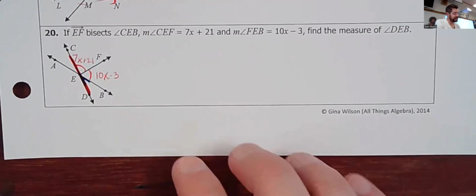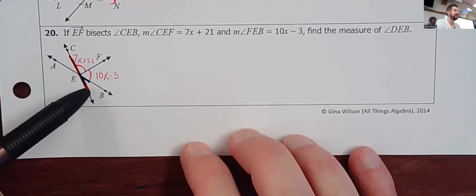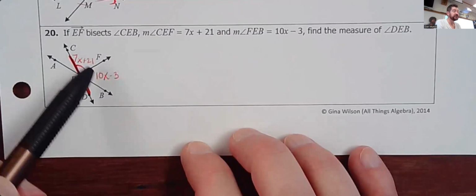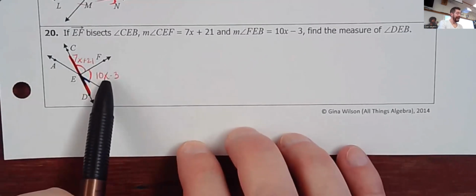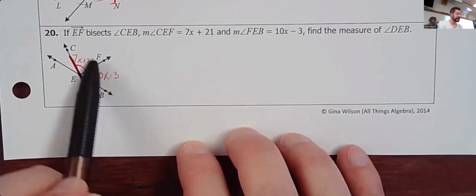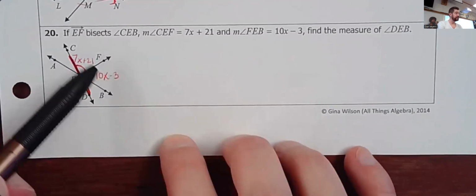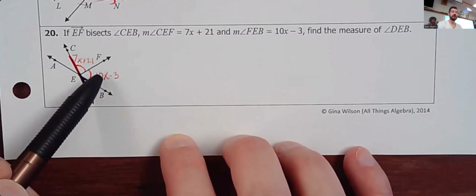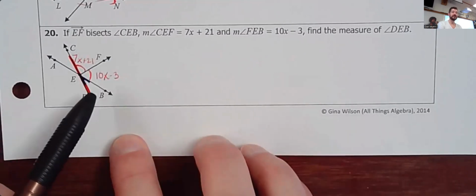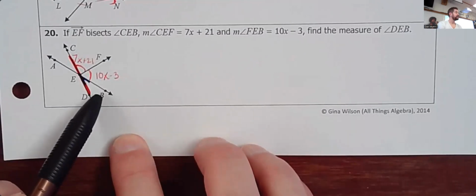Would everybody agree that this is a straight line? Everybody okay with that? Okay. Those two angles and the angle down here, those three angles together would have to add up to 180 then. So once you have x, plug it in here and here, add those two together, and then take that away from 180 to get DEB. That's what would happen for that.